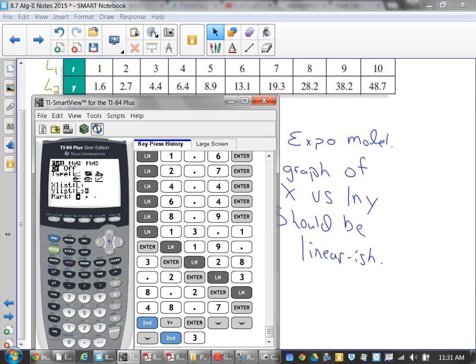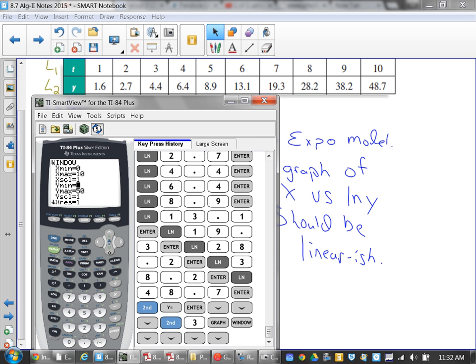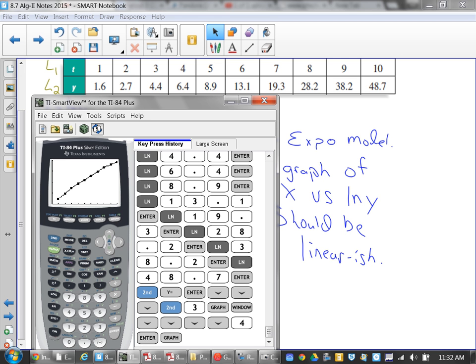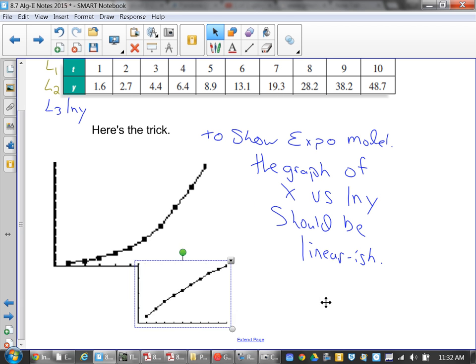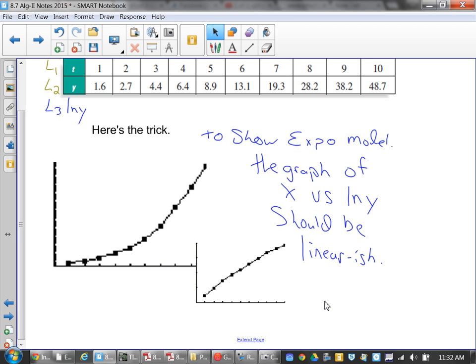Okay. Now, if I go to my graph, I probably don't see anything, or it's very small because my window's all messed up again. We're going to adjust the window. Our x minimum and x maximum should be the same, but let's change our y maximum to 4. Wow. Isn't that linear-ish? This is how you prove that you have exponential, by showing that the graph here is linear-ish.